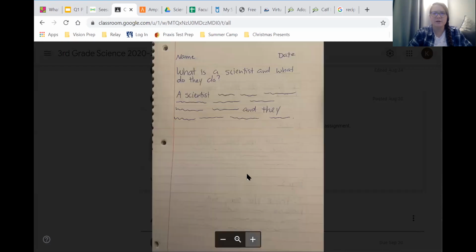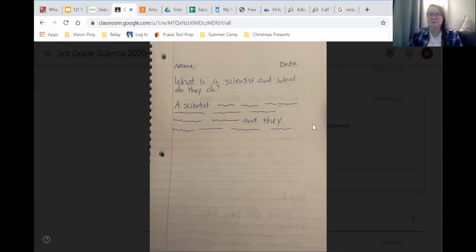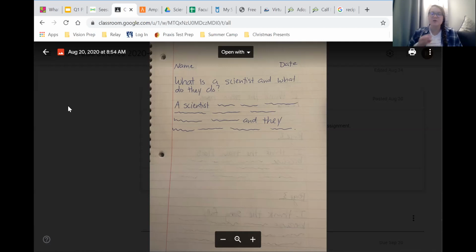What do you notice here? I have my name, I have the date, and then I have what is on the paper, okay? I label the paper. So on this piece of paper, it's going to be what is a scientist and what do they do? That's what I'm talking about in my paper. So your notebook is always going to have those three things, whether it's an assignment or whether it's an idea or a question you have, okay?